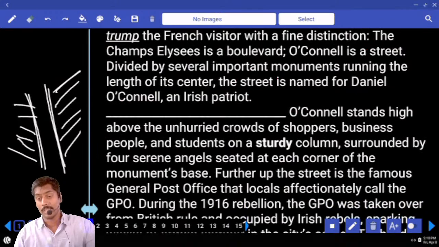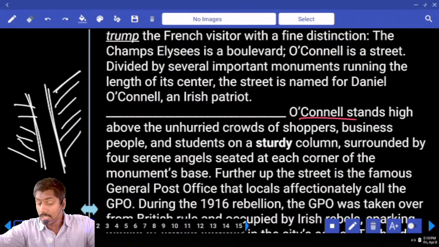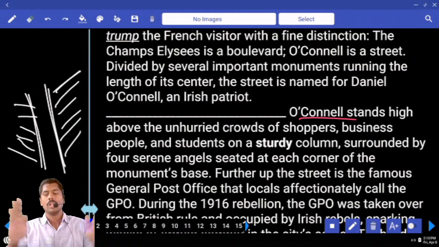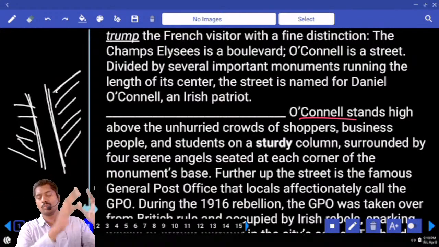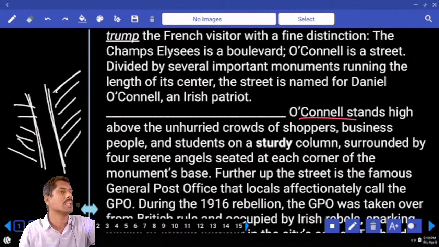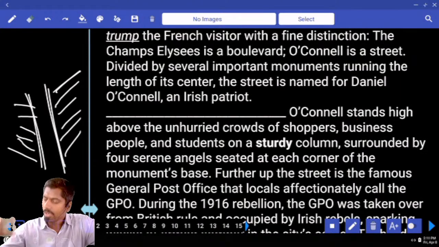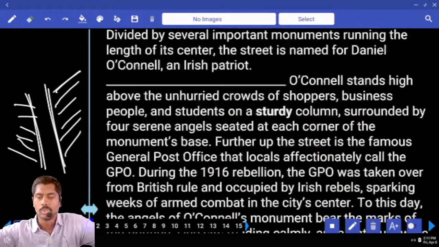O'Connell stands high above the unhurried crowds of shoppers, business people, and students on a sturdy column, surrounded by four serene angels seated at each corner of the monument's base. Now, O'Connell's statue is there. That's why he says he is standing high. He is standing high means he is not alive there. Here we are talking about a monument. This person died, and in his name they are keeping the statue.